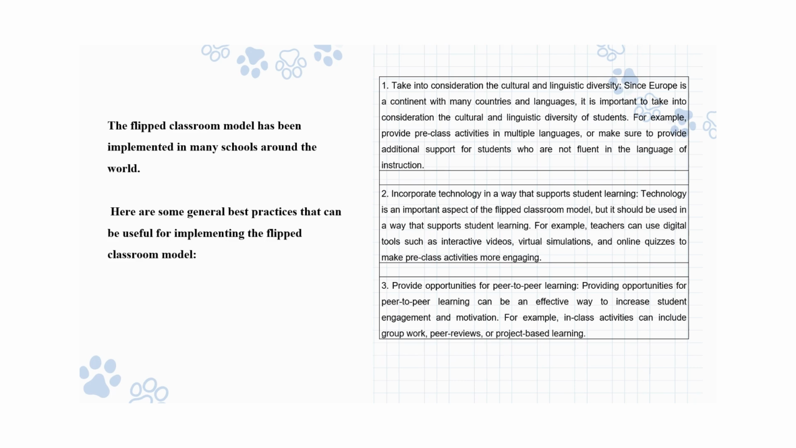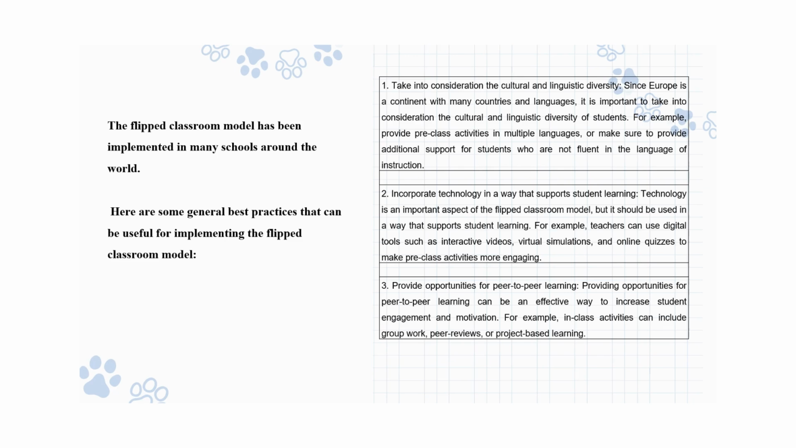2. Incorporate technology in a way that supports student learning. Technology is an important aspect of the flipped classroom model, but it should be used in a way that supports student learning. For example, teachers can use digital tools such as interactive videos, virtual simulations, and online quizzes to make pre-class activities more engaging.